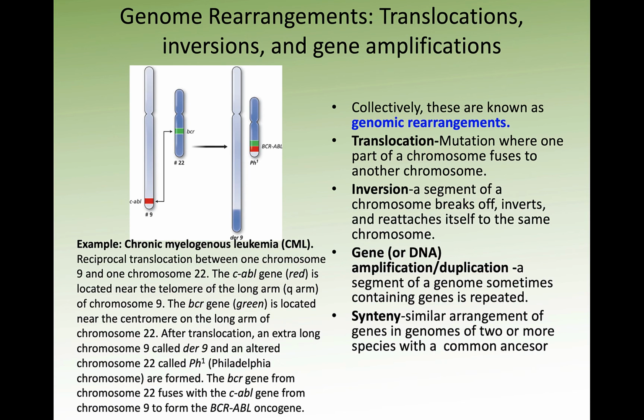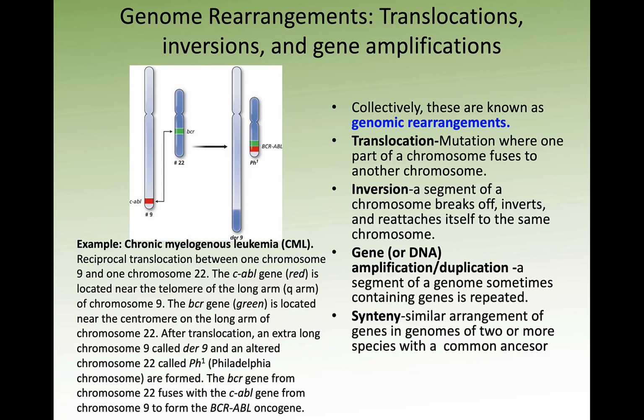Over on the left side shows an example of a genomic rearrangement. In this case, we have a reciprocal translocation where one segment of chromosome 9 moves over to chromosome 22 and vice versa. And when it does this, the ABL gene and the BCR gene come close to each other after translocation. And we end up with this altered chromosome. This Philadelphia chromosome is shown below.